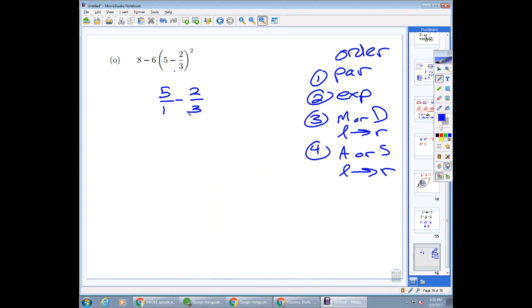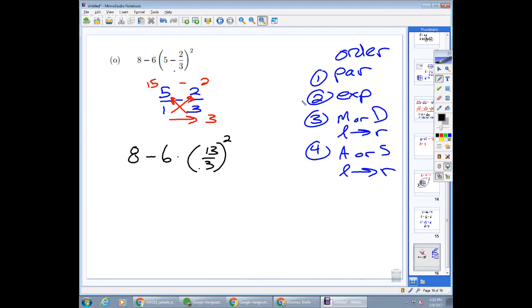And here I could just as easily use the arrow algorithm to pull it off, and we're not supposed to use a calculator. So denominator is 1 times 3. Numerators are 15 and 2, and I'm subtracting them. 15 minus 2 is what, 13? So now I have 8 minus 6 times parentheses 13/3 squared. So we just do it one step at a time. Okay, so order of operations. There's really not much to do inside the parentheses anymore. We've done it. So we move to the next step.